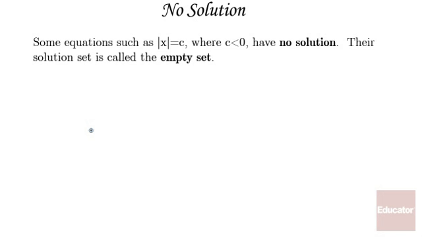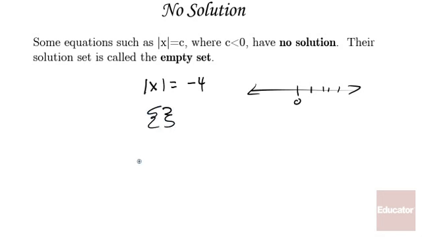To make this more concrete, if I said the absolute value of x equals negative 4, well, there's no situation where an absolute value is going to be a negative number, because remember, absolute value is defined as the distance between that number and 0 on the number line, and you can't have negative distance. So there's no solution here, and instead we either just write the empty set as such or like this, indicating that there is no solution.